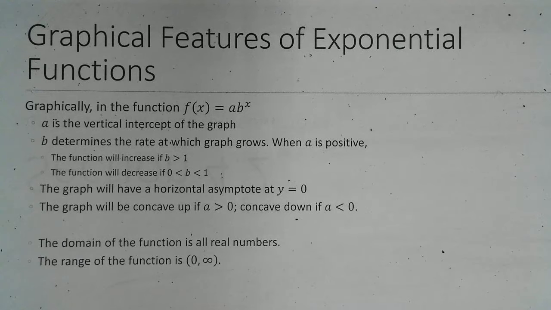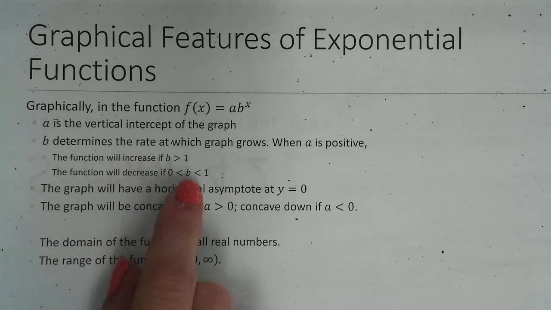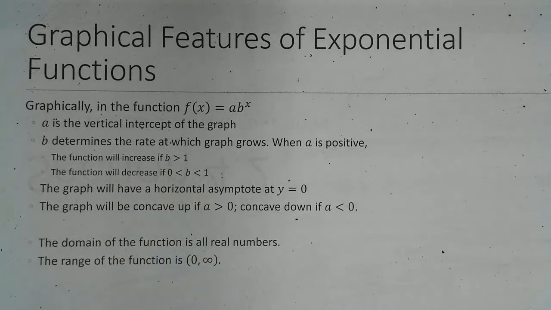B determines the rate at which the graph grows. If a is positive, then the function will increase if b is greater than 1, and the function will decrease if b is between 0 and 1. Remember that we're only looking at positive values of b. The graph will have a horizontal asymptote at y equals 0. The graph will be concave up if a is greater than 0 and concave down if a is less than 0. And then the domain of these exponential functions is all real numbers, and the range will be from 0 to infinity.